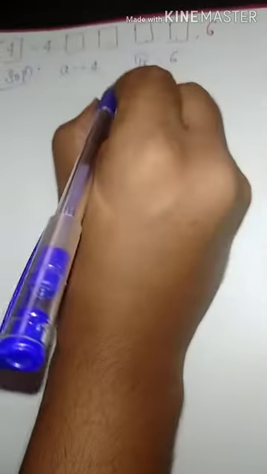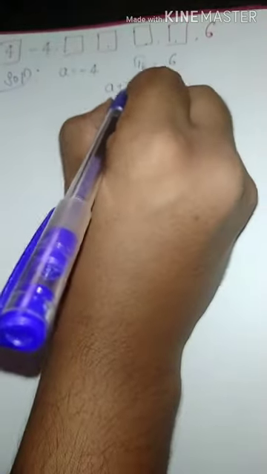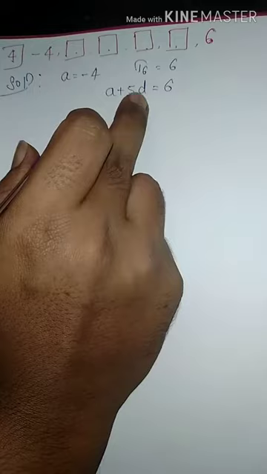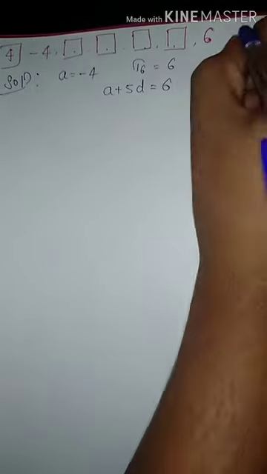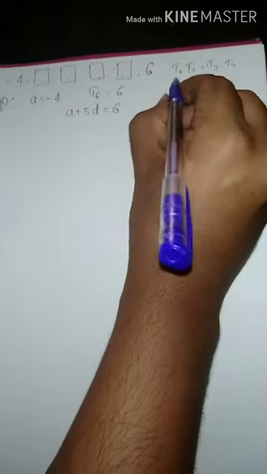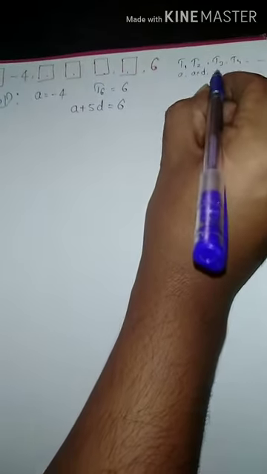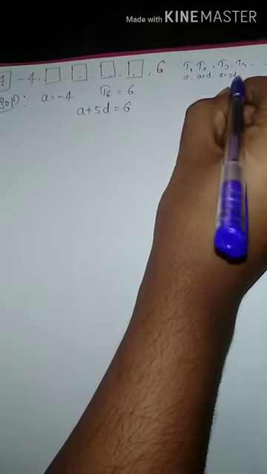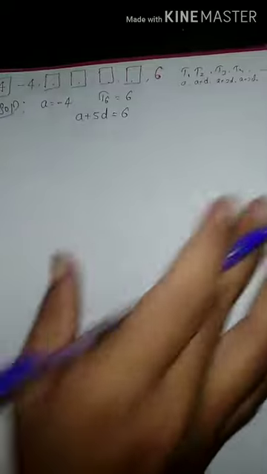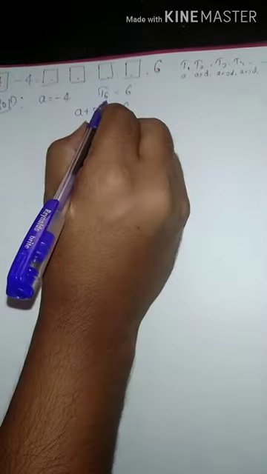We know how to find t6. t6 is nothing but a plus 5d, which is equal to 6. This is the general form of an arithmetic progression. We know that t1, t2, t3, t4 and so on are the general form. Here t1 is nothing but a, t2 is a plus d, t3 is a plus 2d, t4 is a plus 3d. Like that the nth term is a plus n minus 1 into d. Therefore the t6 term is a plus 5d.